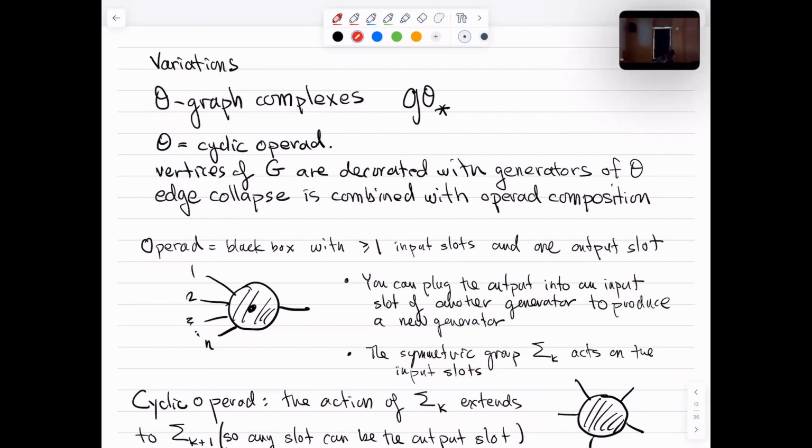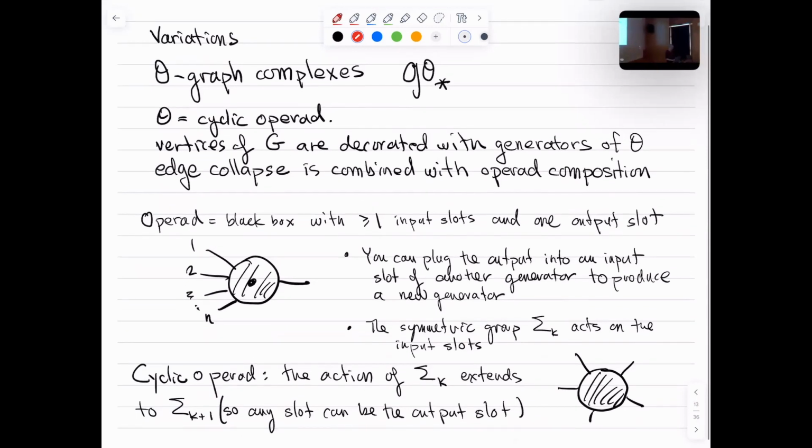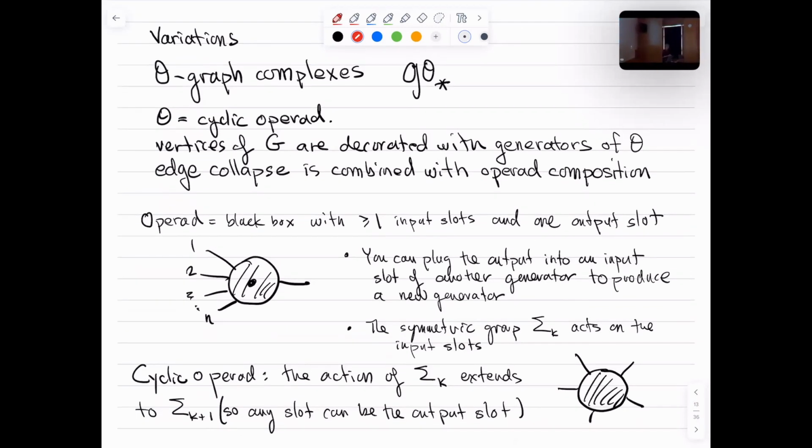It turns out you can do this whole picture starting with any cyclic operad. The idea is to have this graph with its orientation, even or odd, whichever you like. At each vertex of the graph, you stick in a generator of your cyclic operad. Then edge collapse is combined with operadic composition to form the boundary operator.